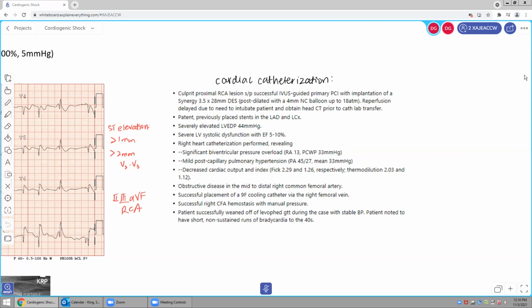Like 5 to 10. Yeah, pretty low. So this is like quadruple what is normal. And then his LV systolic ejection fraction is estimated to be 5 to 10%. He's got significant biventricular pressure overload.